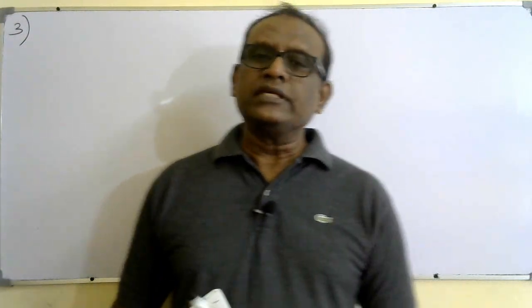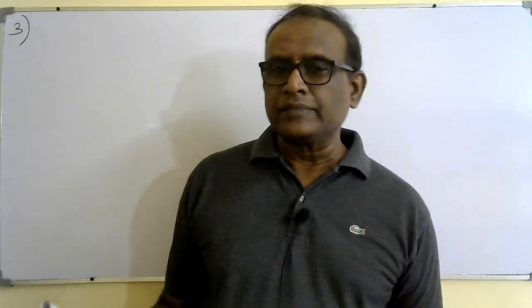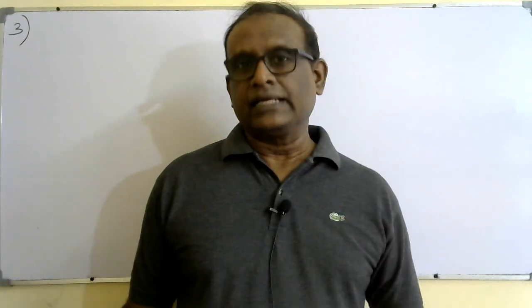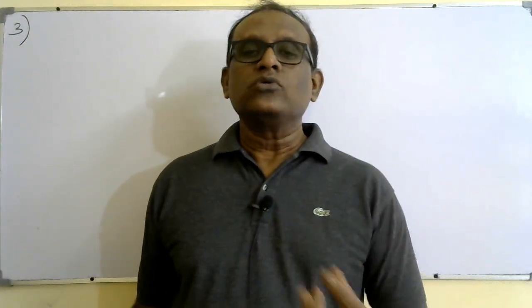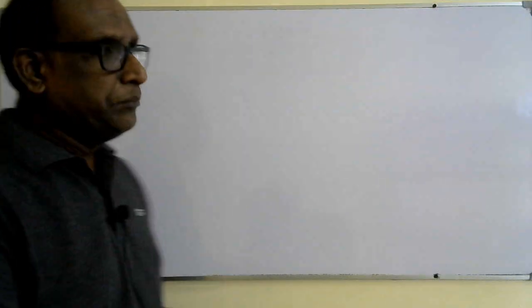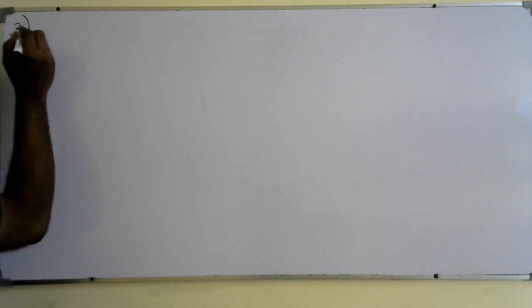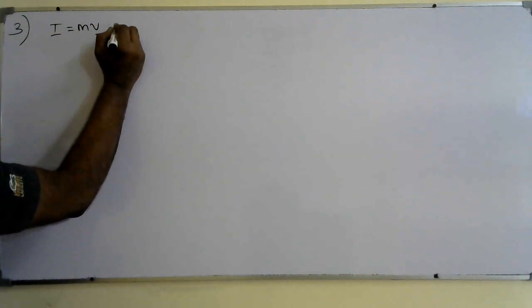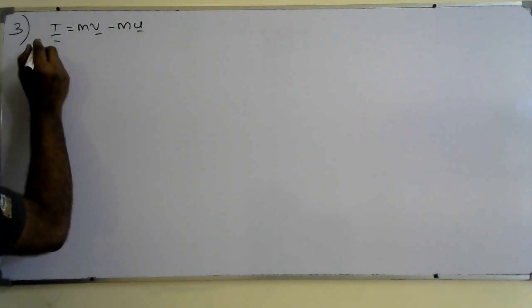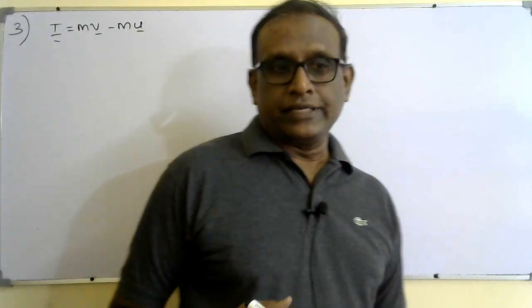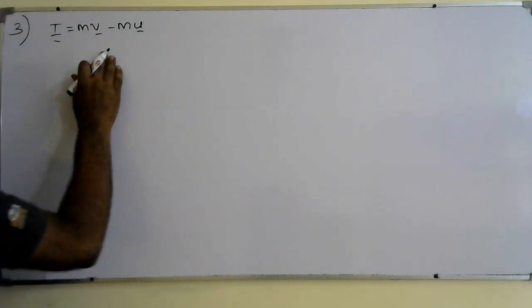So we can do this in two different ways. One, the first method, just by using I equals mv minus mu and solving it. Second method, by using a vector diagram. Okay, I'll do both methods. We know that impulse I is equal to mv minus mu, where I, v, u are vectors. So this is method 1.